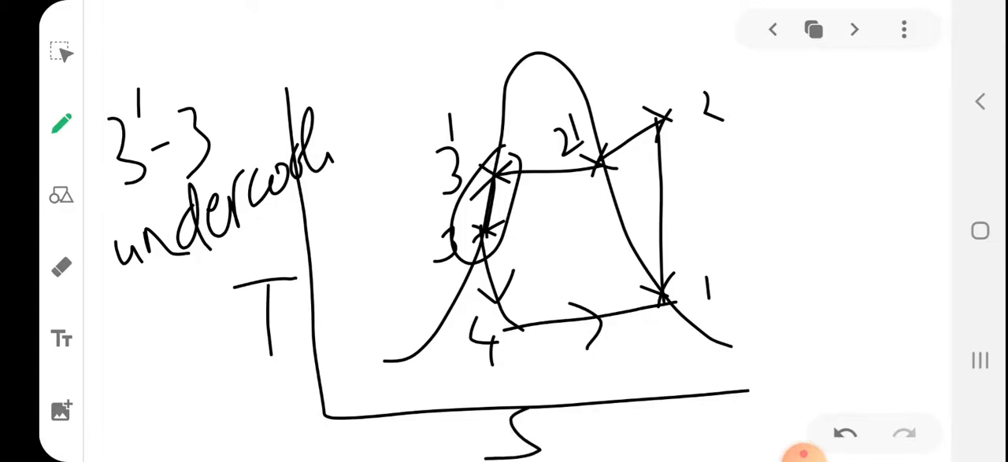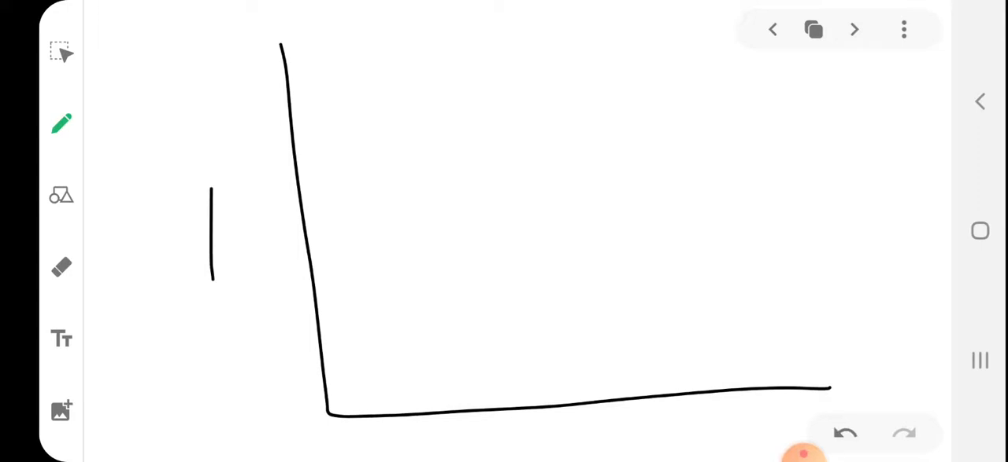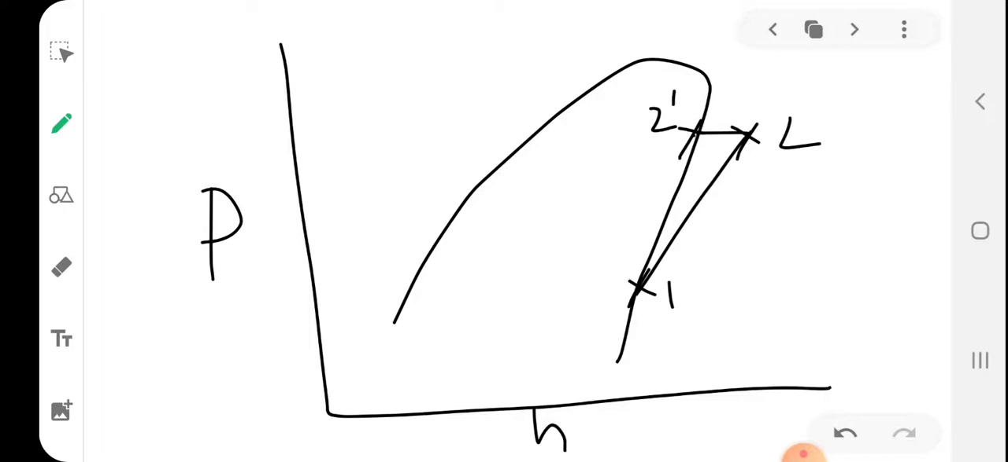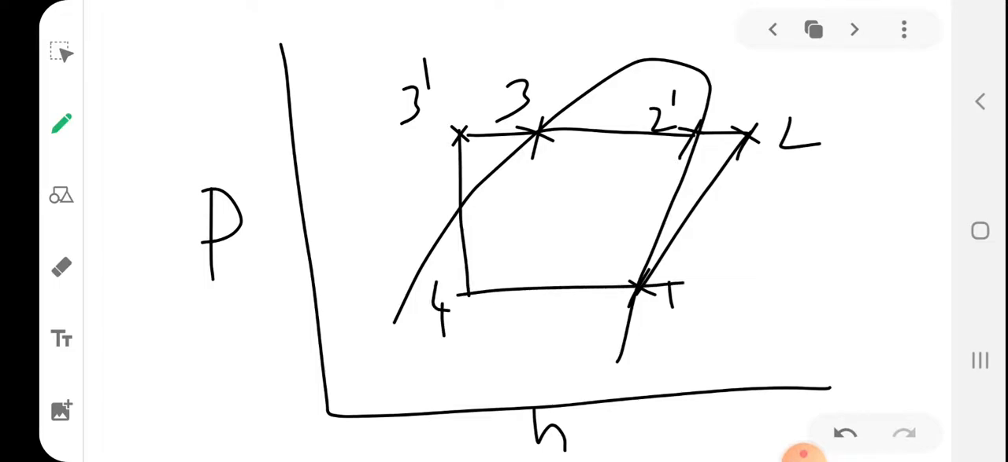Okay, the same thing can be shown in a pH diagram. So you know the pH diagram, the pressure enthalpy diagram, it will be like this. So 1 to 2 will be like this, 2 to 2 dash will be like this, 2 dash to 3 will be like this. Since undercooling is a cooling process only, cooling takes place at constant pressure. So 3 to 3 dash will be like this. From 3 dash to 4, expansion takes place. So this is the process shown in the pH diagram.